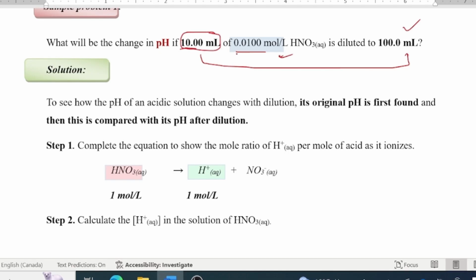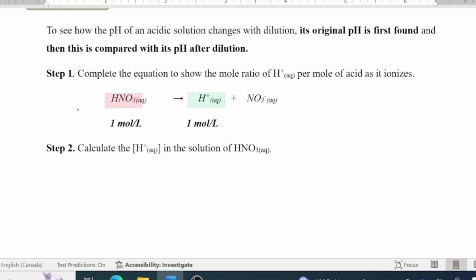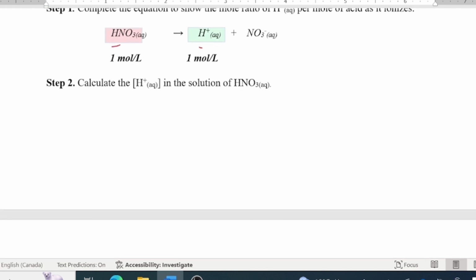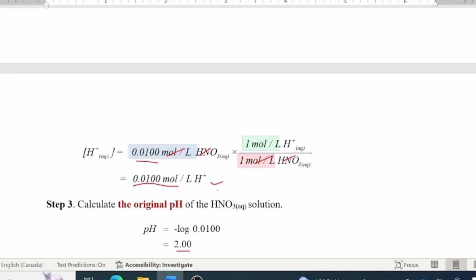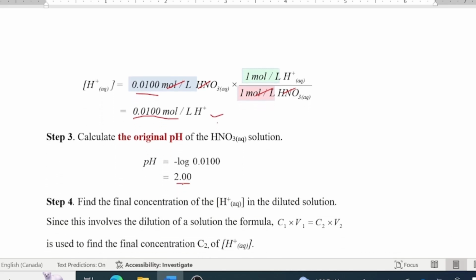So we have a solution that has that concentration of HNO3, right? So do your ionization, so you get 1 mole for 1 mole. You know the original concentration. This is the original concentration, and that's the mole ratio there. So you get that number of moles per liter of hydrogen, and all you do is find the negative log. So the pH of the original solution is 2.